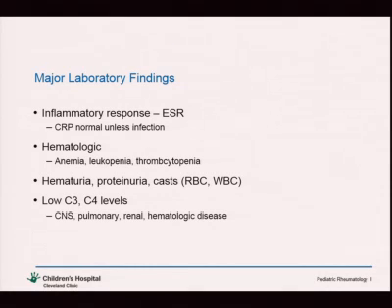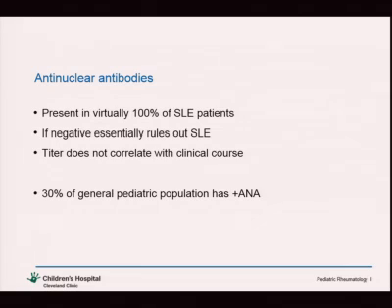The complements tend to be low. If the complements are elevated, they're acting more as an acute phase reactant. You see that more in infection or other autoimmune conditions that aren't considered immune complex diseases. The ANA is positive in most patients. The titer doesn't tend to correlate with clinical course. It's a little easier with the diagnosis, though, if the patient's titer is quite high compared to borderline normal.